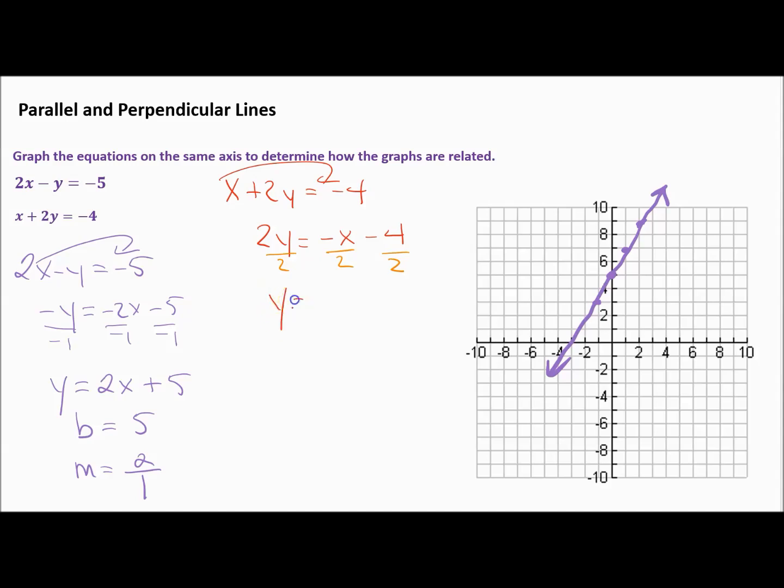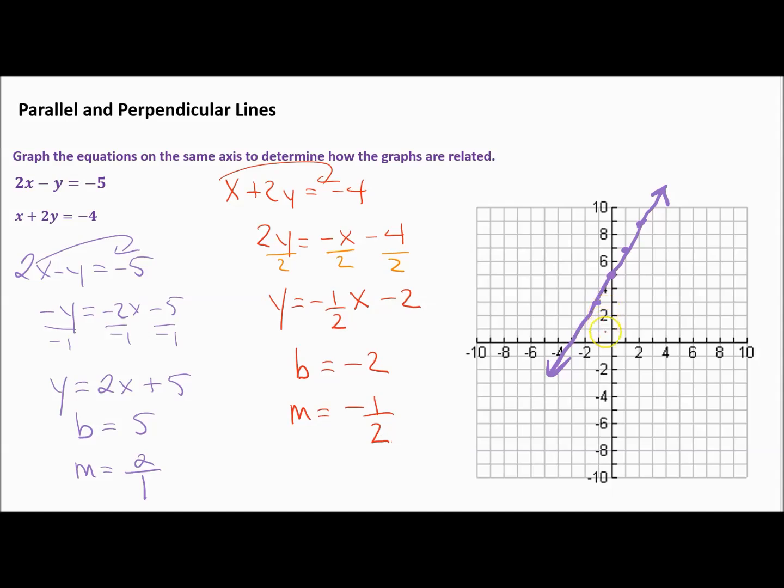So it gives me y is equal to, now this is like a negative 1 over a positive 2x, and negative 4 divided by a positive 2 is a nice whole number, minus 2. So your b value is negative 2, and your m value is negative 1 over 2. Okay, so let's plot that.